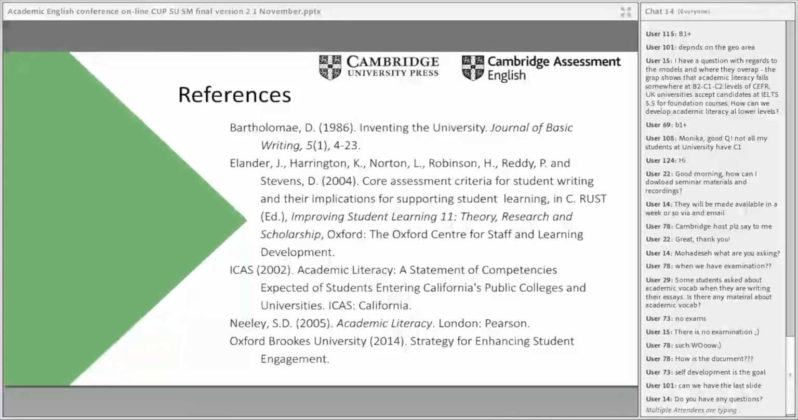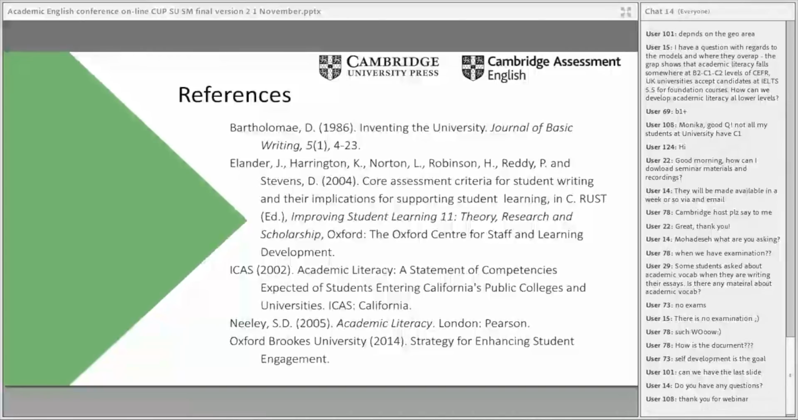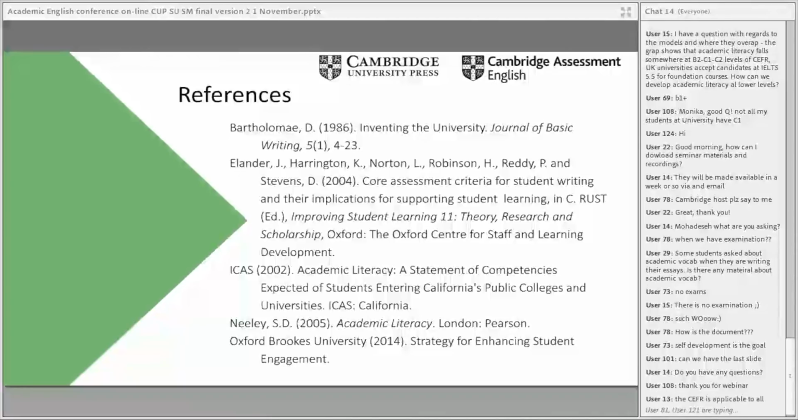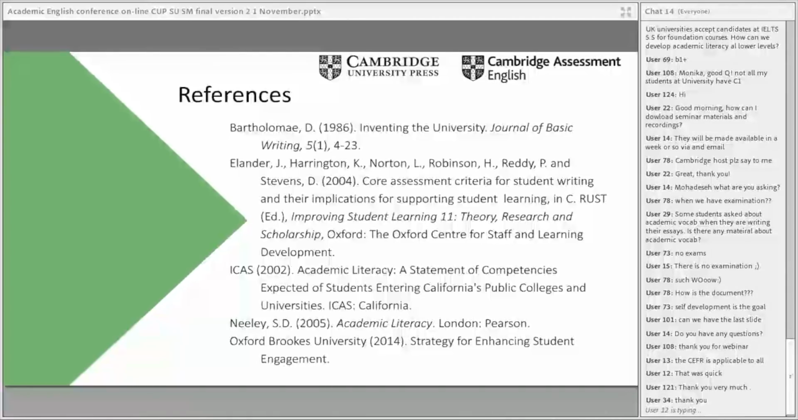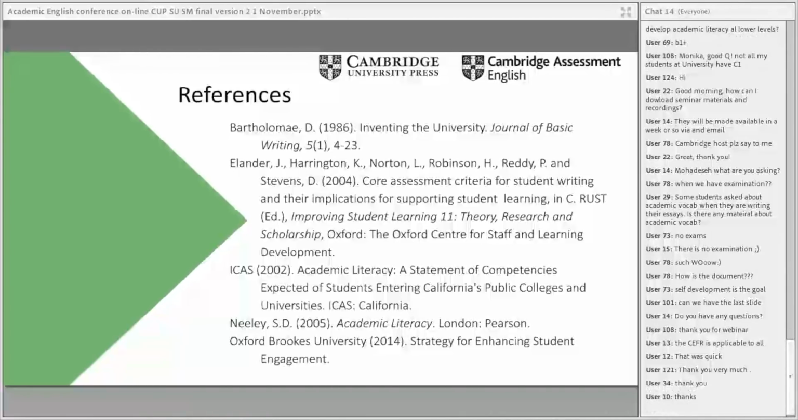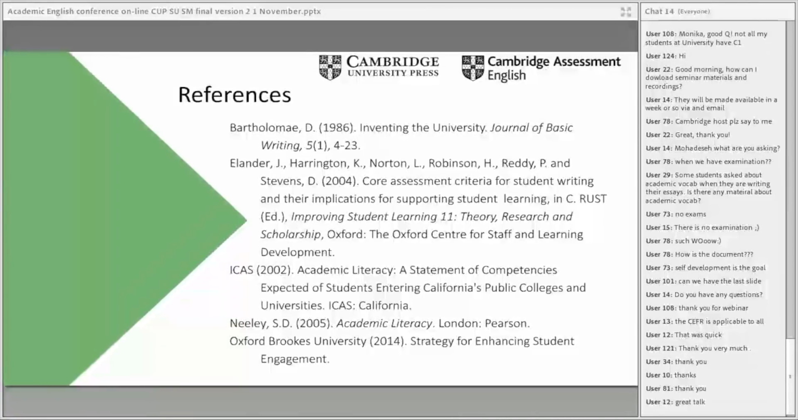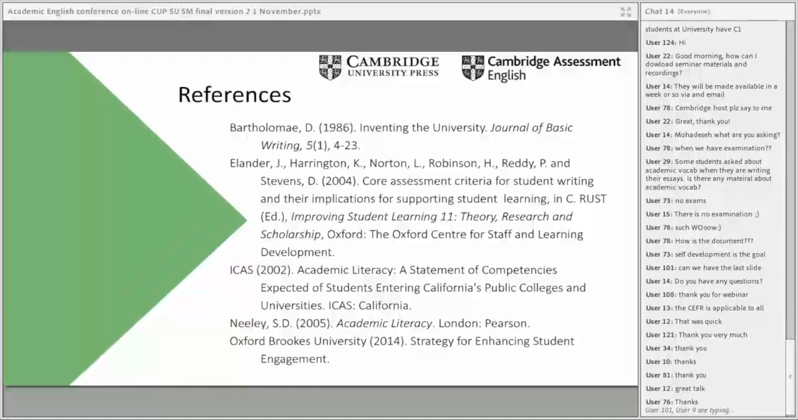Questions. If you do have any questions you'd like to put to them, please add them into the chat box now. We have one already, and I shall read this out. It's from Monica. A question with regards to the models and where they overlap. This is the graph that shows the academic literacy, which falls somewhere between B2, C1, C2 level, and UK universities accept candidates at IELTS 5.5 for foundation courses. So the question is, how can we develop academic literacy at the lower levels?